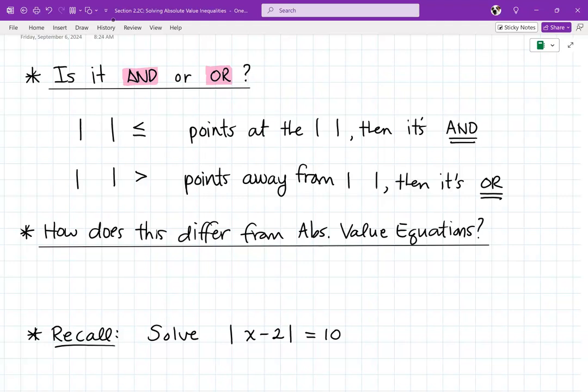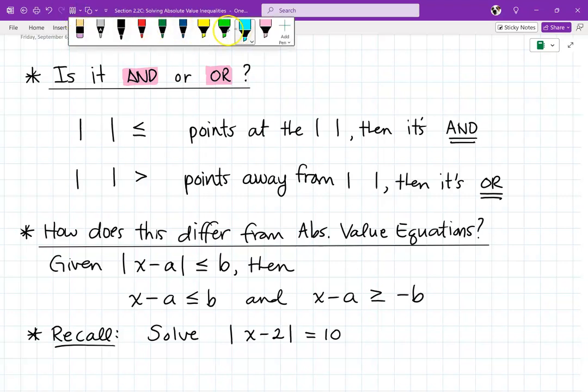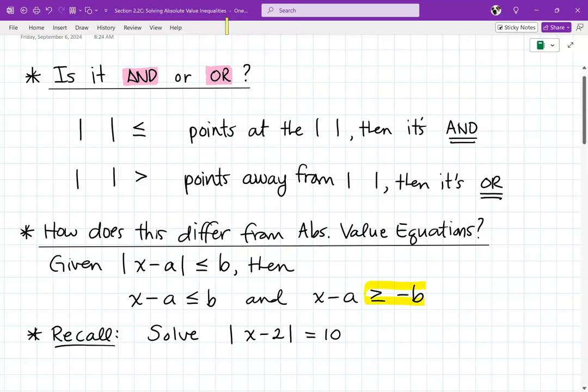Well, the way it differs is just in the very end. So if you're given the absolute value of x minus a, let's just say it was less than or equal to b, then you're going to get x minus a less than or equal to b, and x minus a greater than or equal to negative b. So I'm going to highlight everything towards the end here. Notice, not just the number changes to a minus, but the symbol changes direction. But you don't lose the or equal to, or you don't add it.